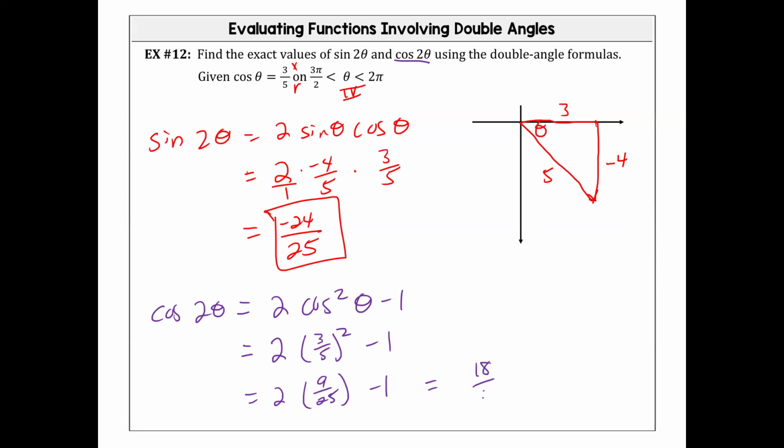Which equals 18 over 25 minus 1, which equals close. Negative 7 over 25. I said you were close. If it was 35, then yes. Wait, why did you get negative 7? Common denominator. It'll be 25 over 25. Yes.